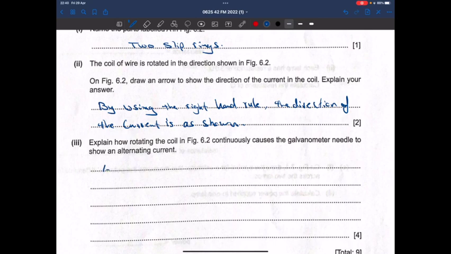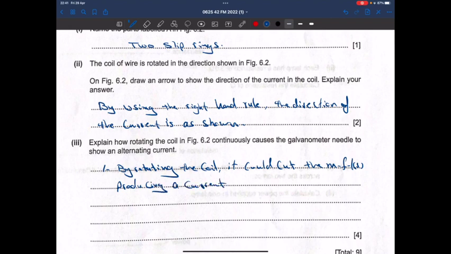So number 1, by rotating the coil, it could cut the magnetic field lines, producing a current in a specific direction. This is the first part.